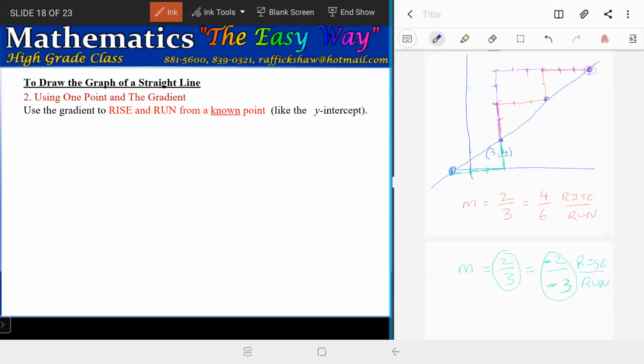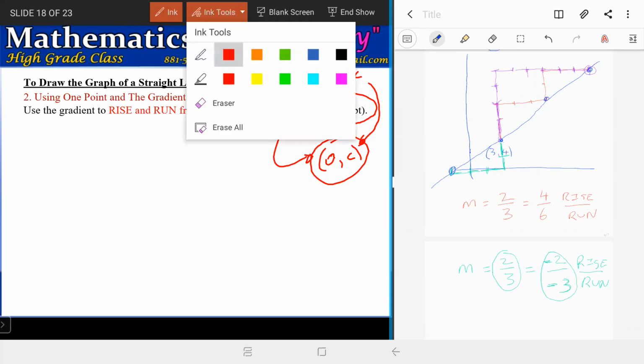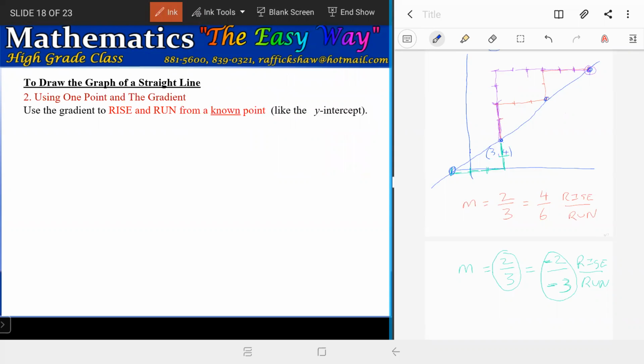Remember now, when you have the equation, you can know the y-axis intercept by putting the equation in the form y equals mx plus c. So if I give an equation, put it in the form y equals mx plus c, it means that a point that I know is on the y-axis is 0, c. So all I have to do is use that point and then use the gradient to rise and run from this point to get to other points. All right, that's what you can do.